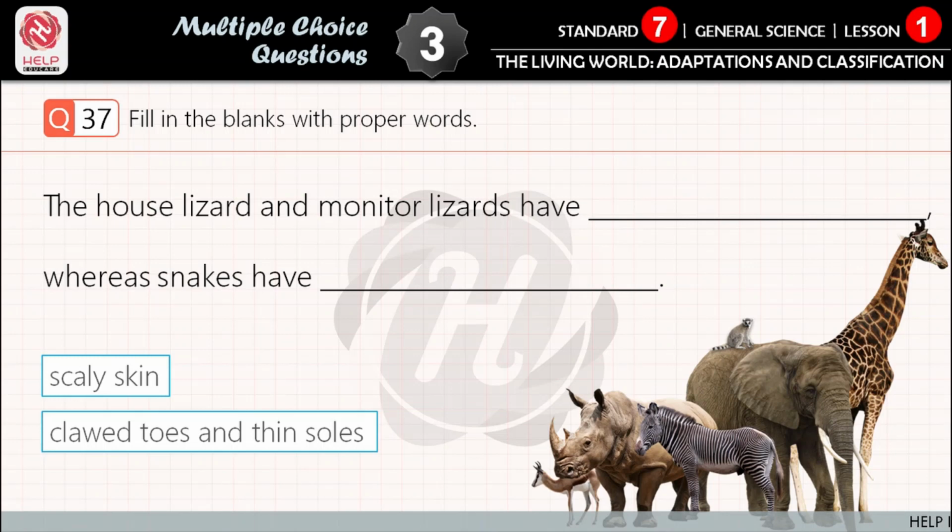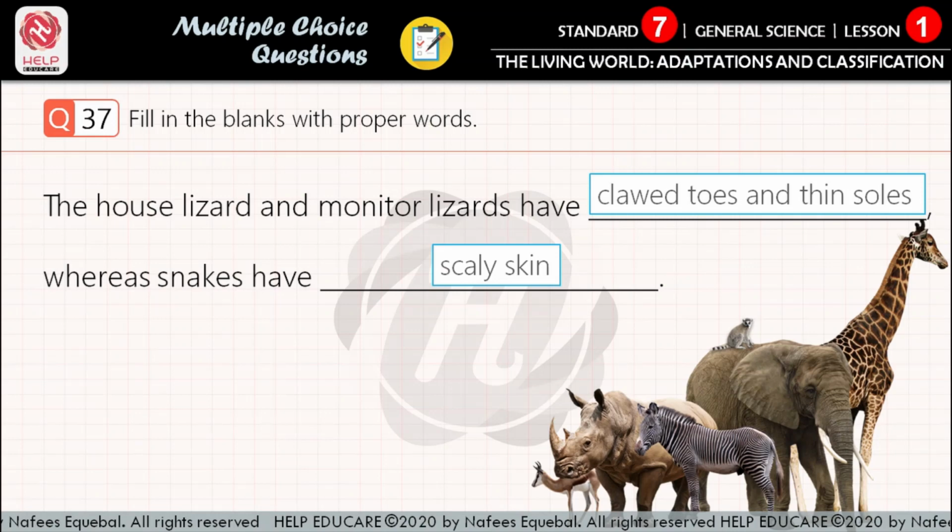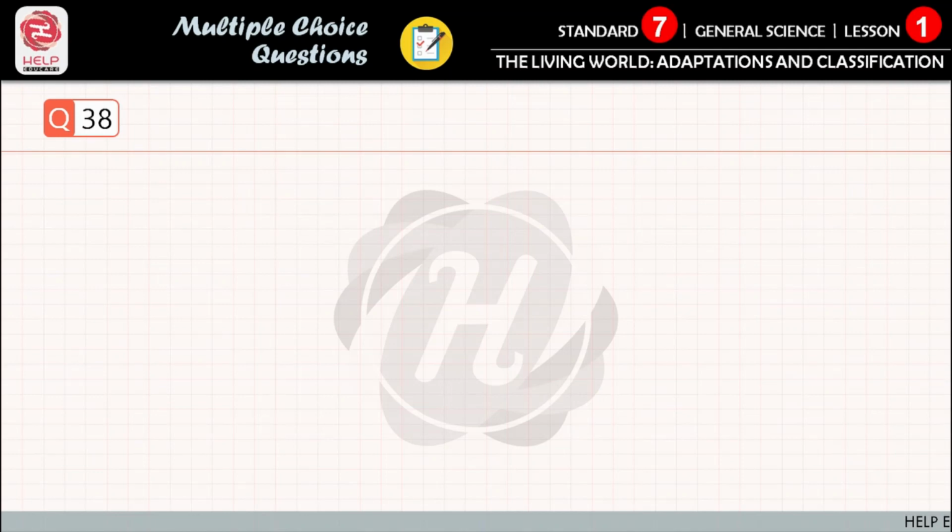Correct answer is as follows. The house lizard and monitor lizards have clawed toes and thin soles, whereas snakes have scaly skin. Question number 38. Complete the following chart from your own observations.